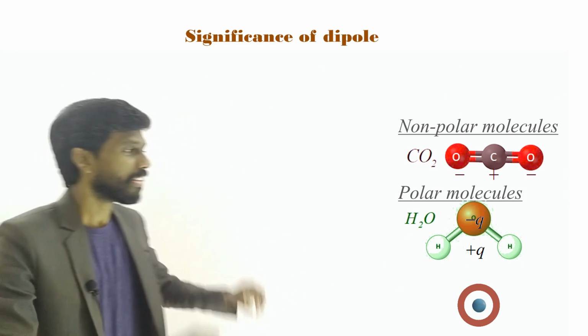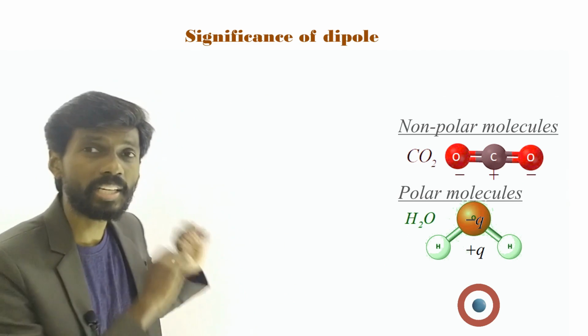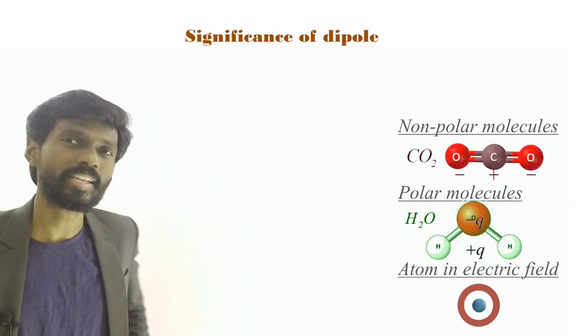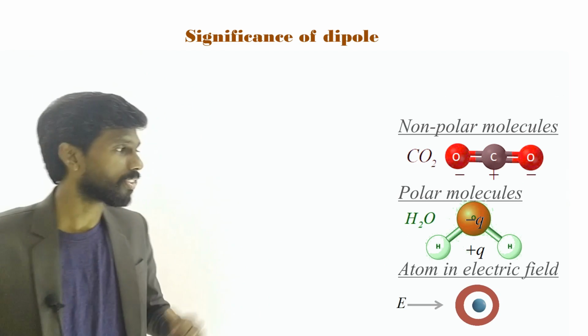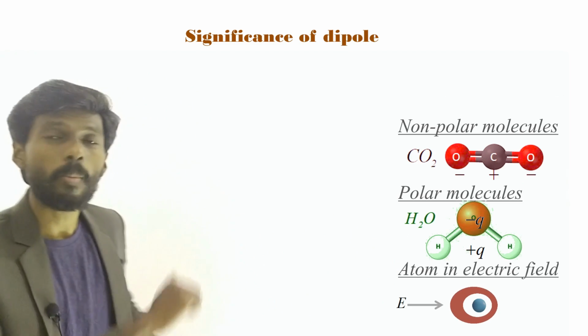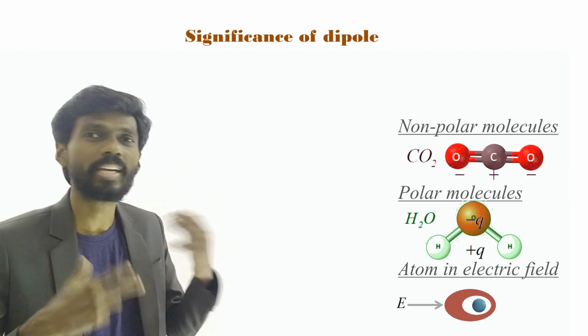Now the same atom is placed in an electric field. So when this atom is placed in an electric field, what will happen? These electrons, the negatively charged electrons, will try to move in a direction opposite to the direction of the electric field. So that is the nature of negative charge, right?